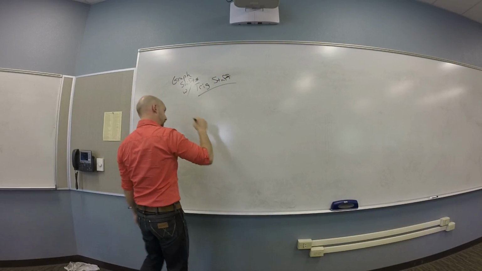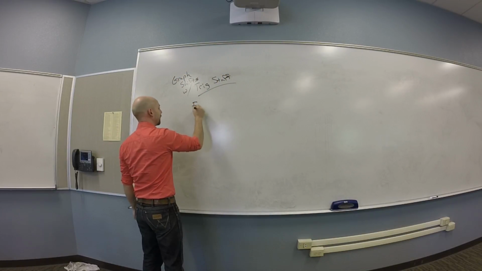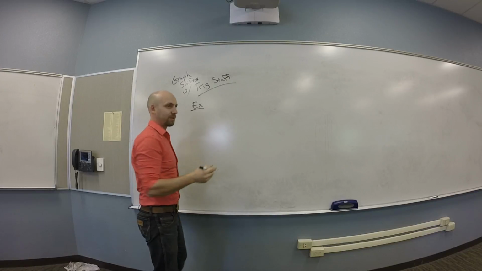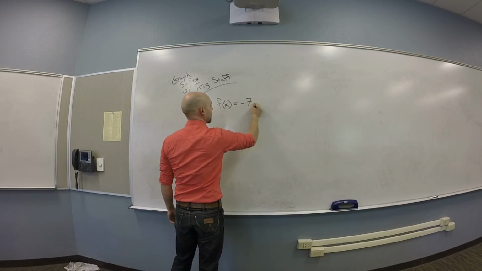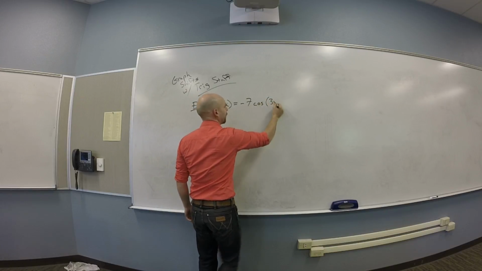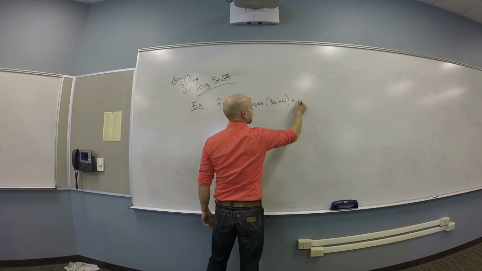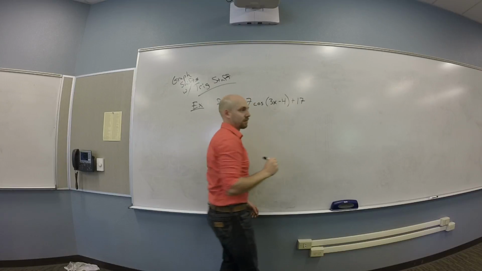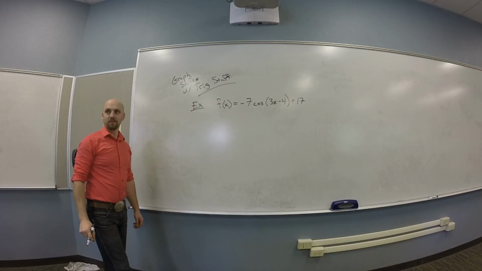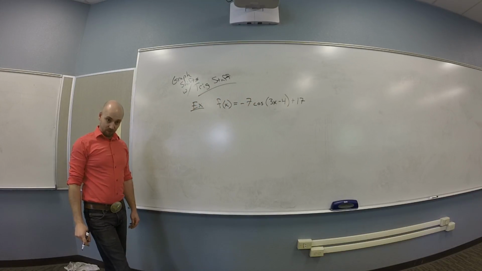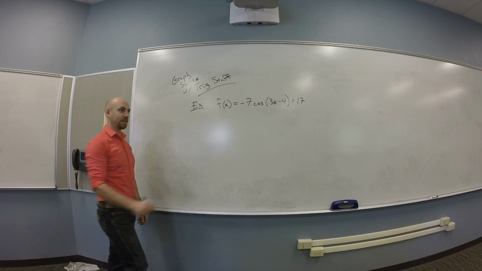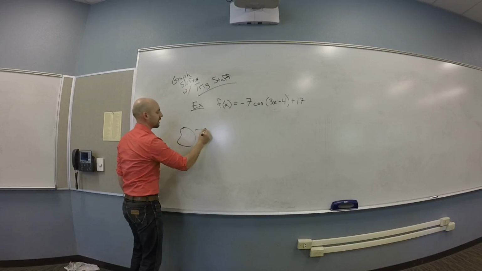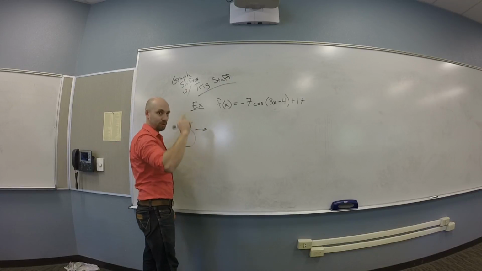All right, let me show you graph shifting with trig functions by example. What was the function we just looked at? f(x) = -7 cos(3x - 4) + 17. I would like to know what the graph of this looks like. First things first, bubble diagram it, which we did.